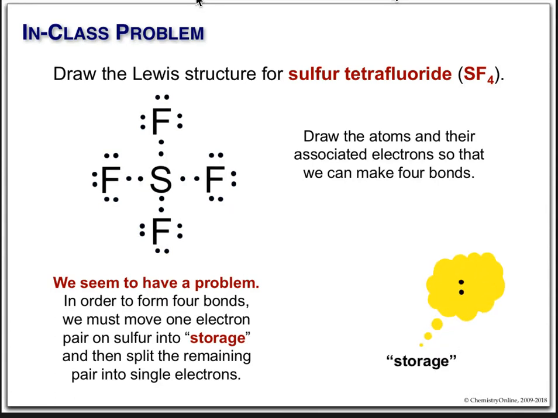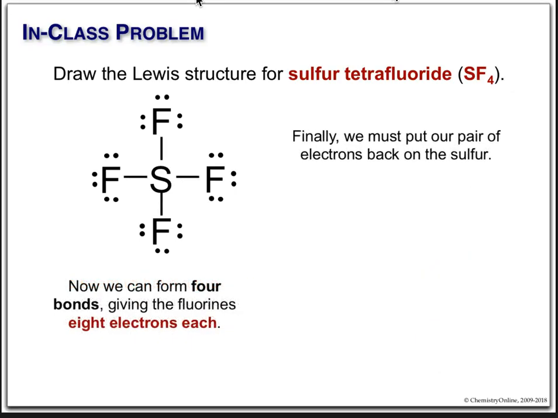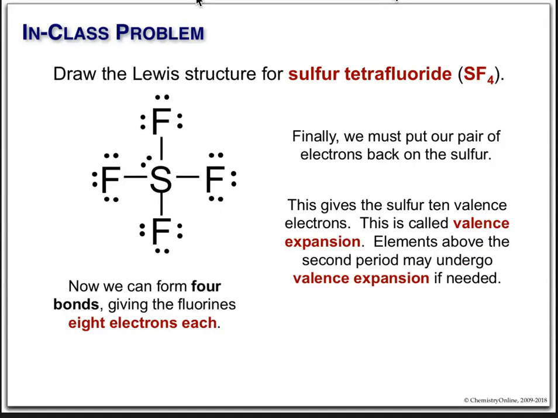All right? Now, by taking those guys away, it now becomes very clear how we can make 4 bonds to our sulfur. 1, 2, 3, 4, and we can just draw them in like that. But ethically, we know that somewhere down on the floor there's a pair of electrons, and they belong to that sulfur. So we've got to put them back. This gives us 2, 4, 6, 8, 10 electrons around our sulfur. This is known as valence expansion.